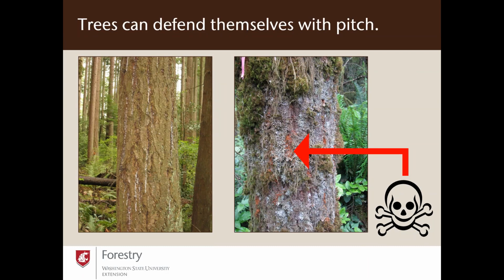Now, if instead of those pitch streamers, you see what we see on the right, which is little pockets of red sawdust we call frass in the crevices of the bark, well, that means that tree was not able to successfully defend itself. And just because you see pitch dripping down a tree does not mean it has bark beetles. More often than not, that's associated with little cracks or types of physical injuries as opposed to bark beetles.